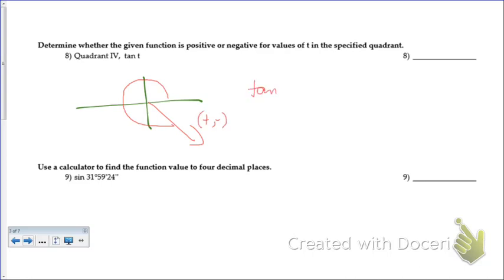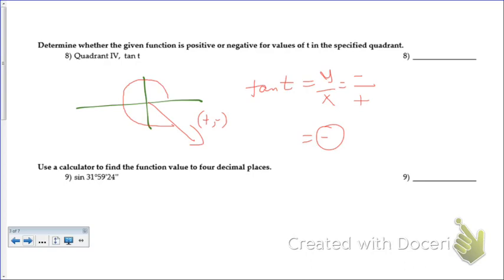Well, remember tangent of theta or t or whatever you have is y over x. And y here is negative, and x is positive, so negative over a positive is negative. So our answer is, it's a negative number.